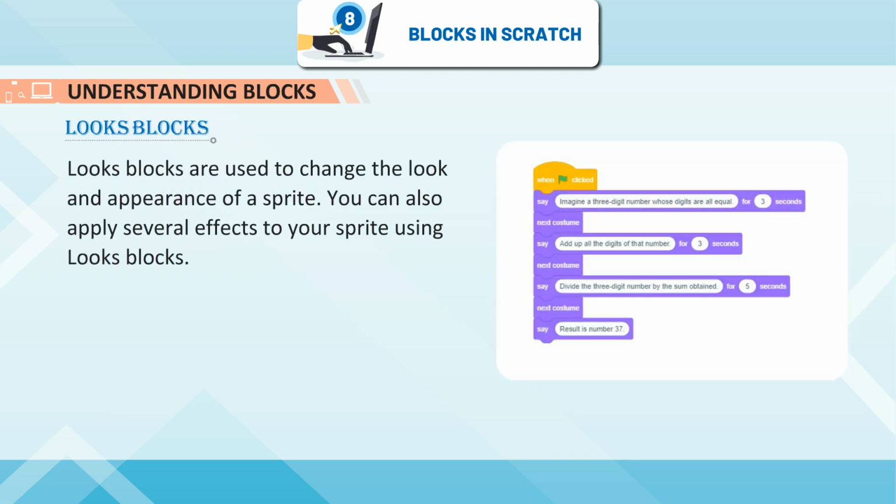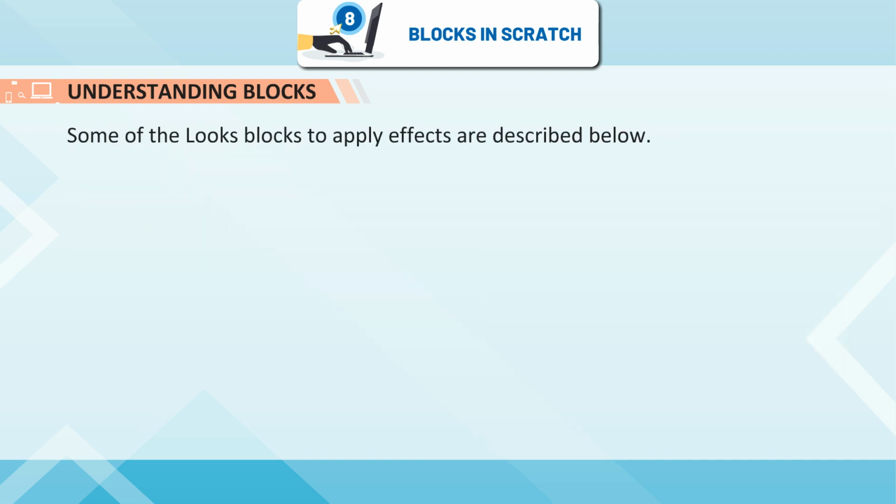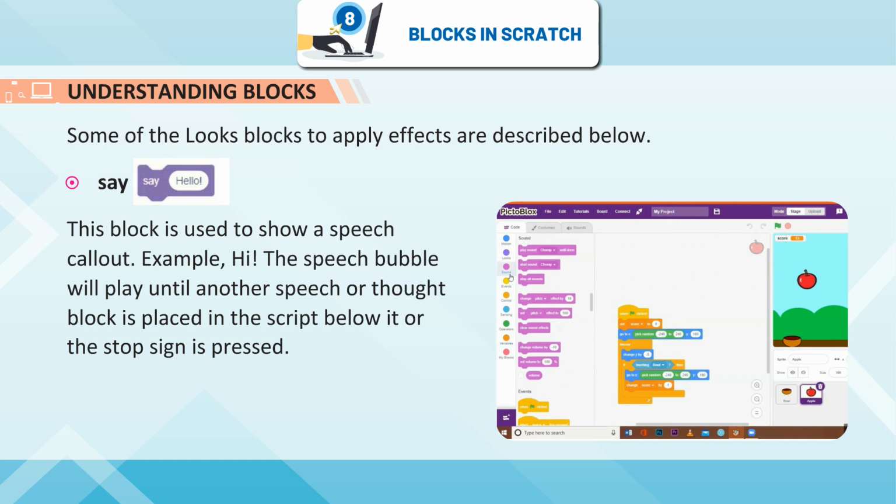Looks blocks. Looks blocks are used to change the look and appearance of a sprite. You can also apply several effects to your sprite using looks blocks. Some of the looks blocks to apply effects are described below. Say. This block is used to show a speech callout.